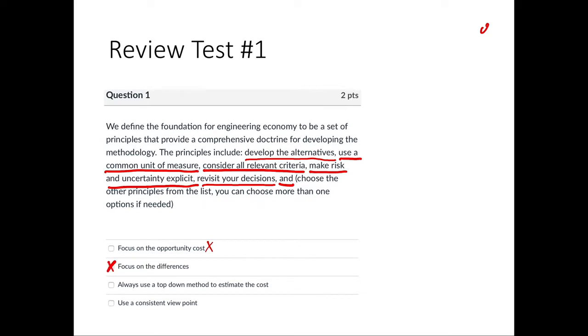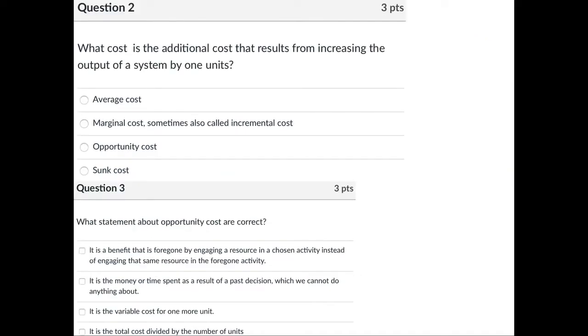And always use a top-down method to estimate the cost. That's not a principle. Use a consistent viewpoint. Yes. So that's the 2 answers. Okay. So for this question, you're going to have 2 answers.